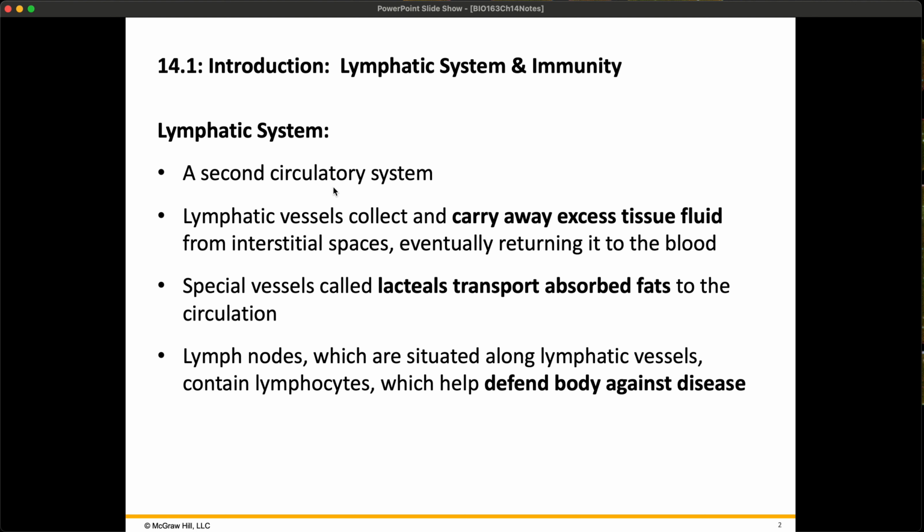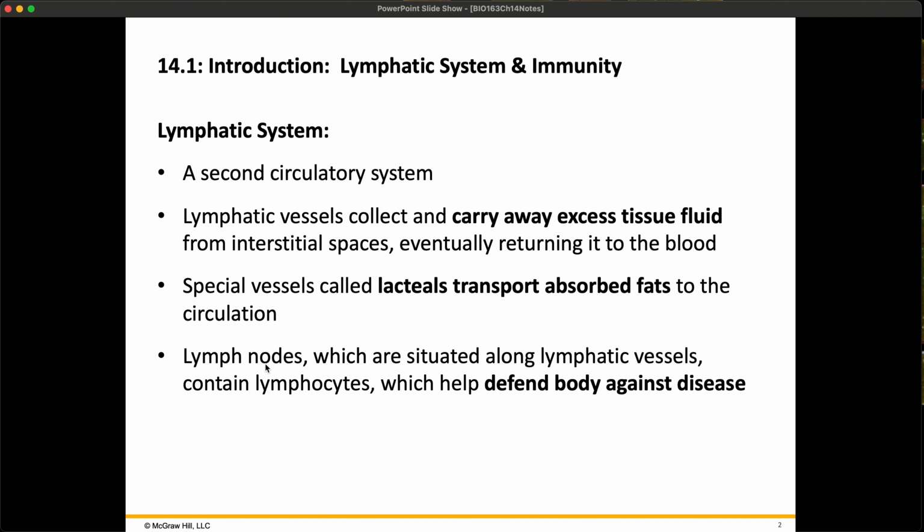The lymphatic system is technically a secondary circulatory system. Rather than transporting blood, though, it's transporting lymph fluid. Lymph vessels collect and carry away excess tissue fluid from those interstitial spaces, and that does eventually go back into the blood circulation. There are special lymph vessels called lacteals in your digestive system, in your small intestine, and these are specifically designed to transport fats. Fat does not transport easily through the bloodstream since it's mostly plasma, and so lacteals are able to transport fats more efficiently through the body.